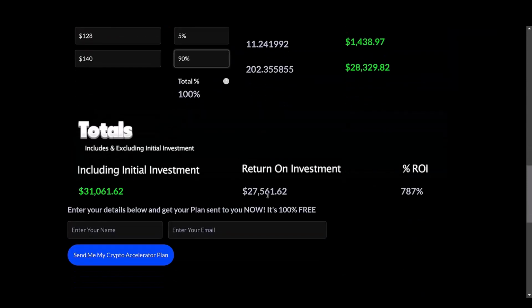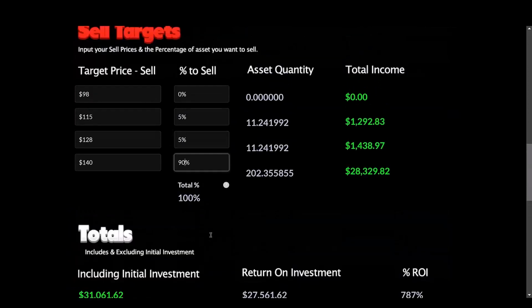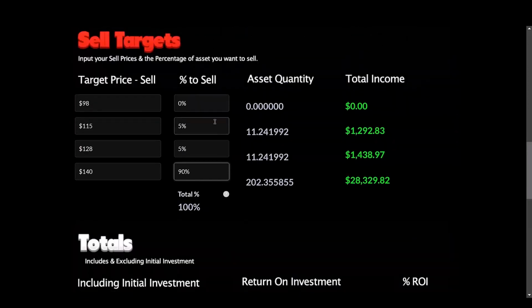Now we've got ourselves up to that 27,000. So we're getting closer to that initial 34,000, I think it was. Our percentage hasn't changed that much, 787. We'll play around with this percentage area just once more. Let's zero out that first 5%, so we're not selling now until we get to that $120 range. Again, we're getting riskier now because you're going to have to stay in the market longer. We'll keep that 5%, and we'll say 95% just before the all-time high.